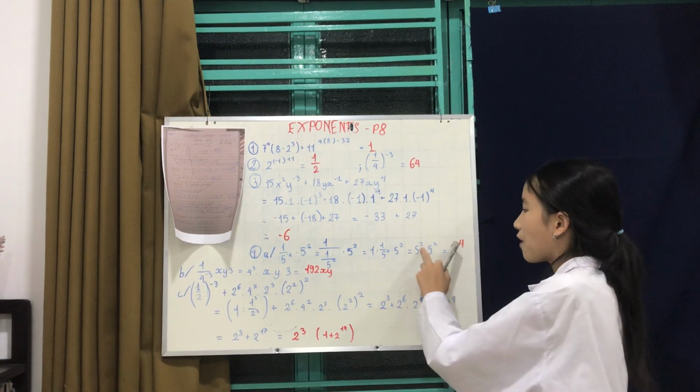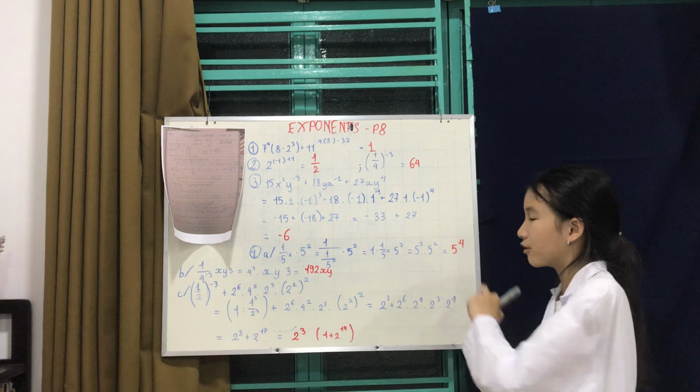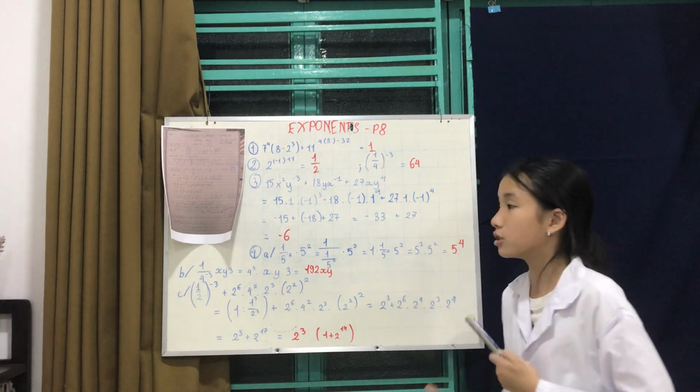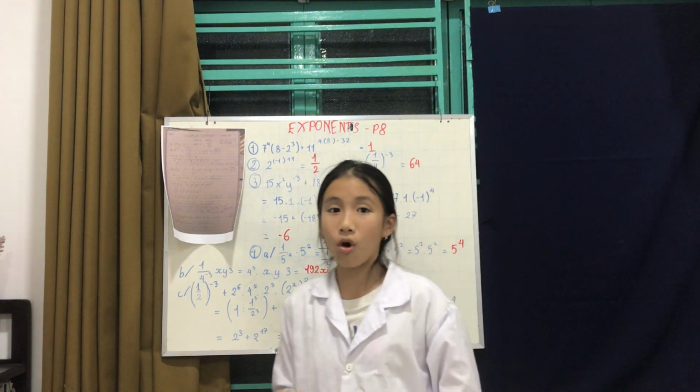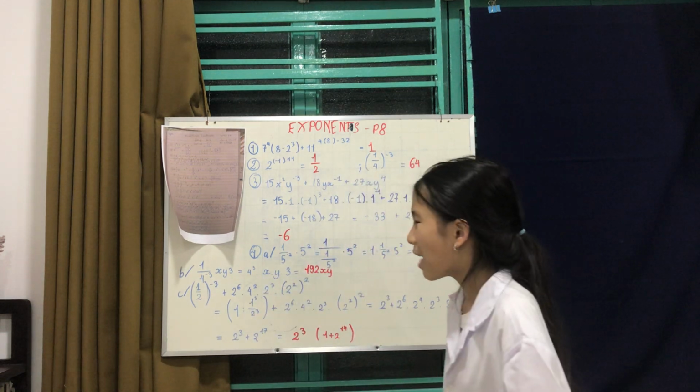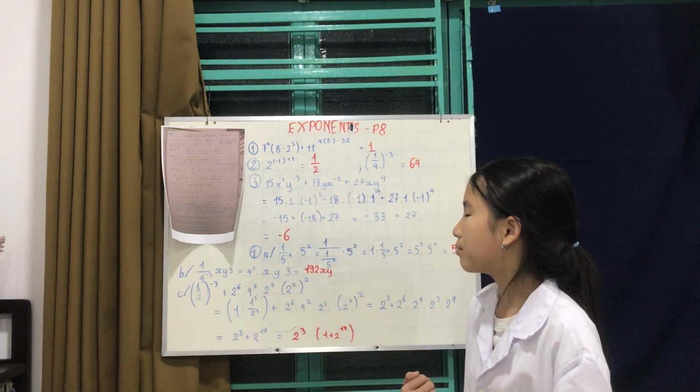And this will equal 5 to the power of 2 times 5 to the power of 2, which will equal 5 to the power of 2 plus 2, and that will equal 5 to the power of 4. That is for problem number A.